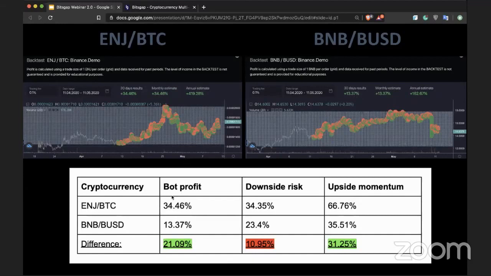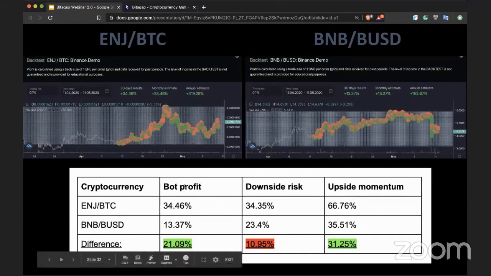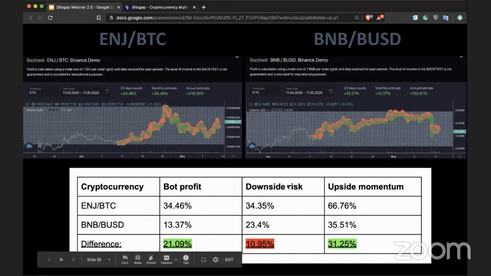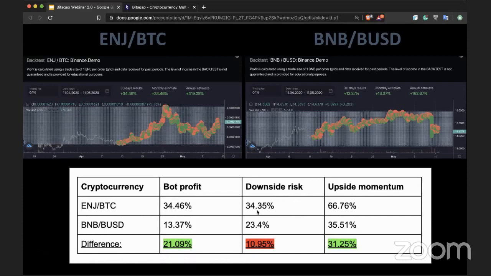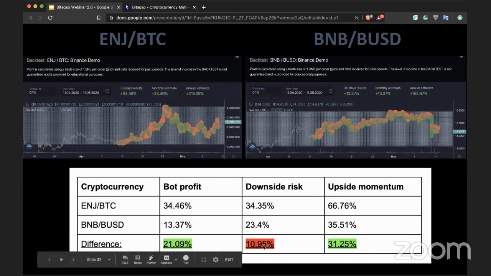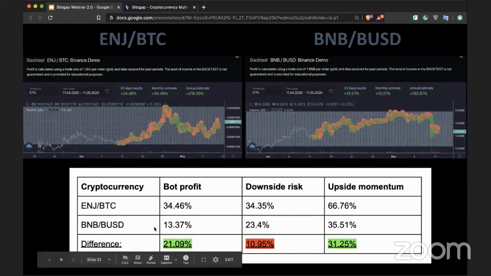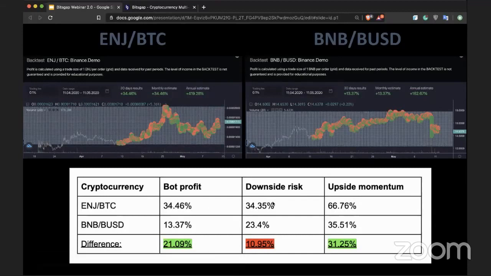So if we put all the data together to compare, you can see that the difference between the two is 21%. So the NG coin generated almost 3 times more profit than BNB. But at the same time, it has a slightly higher downside risk, volatility in this case. It was higher by approximately 11%. So this trade would be profitable, in comparison with the BNB, but it would be riskier. It would be more volatile in comparison with BNB.